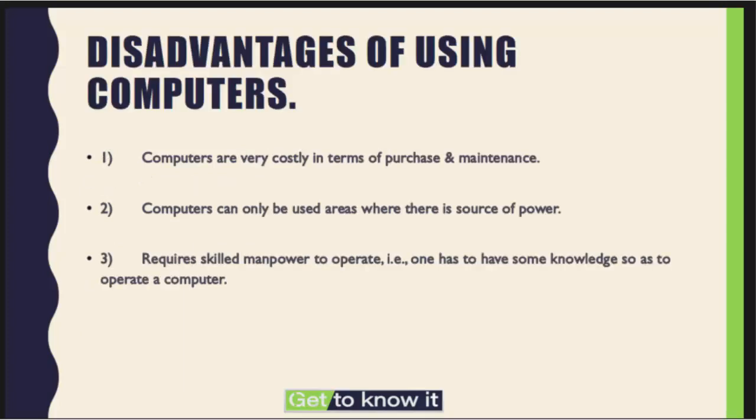But even if we have all those advantages, we also find the same devices having disadvantages, which include: one, some computers are very costly in terms of purchase and maintenance. Two, computers can only be used in areas where there is a source of power. Three, to operate a computer, one requires skills. Manpower is required. So if there's no manpower, if one doesn't have the skills, then he or she cannot operate a computer. Hence, he or she cannot carry out any task using a computer.